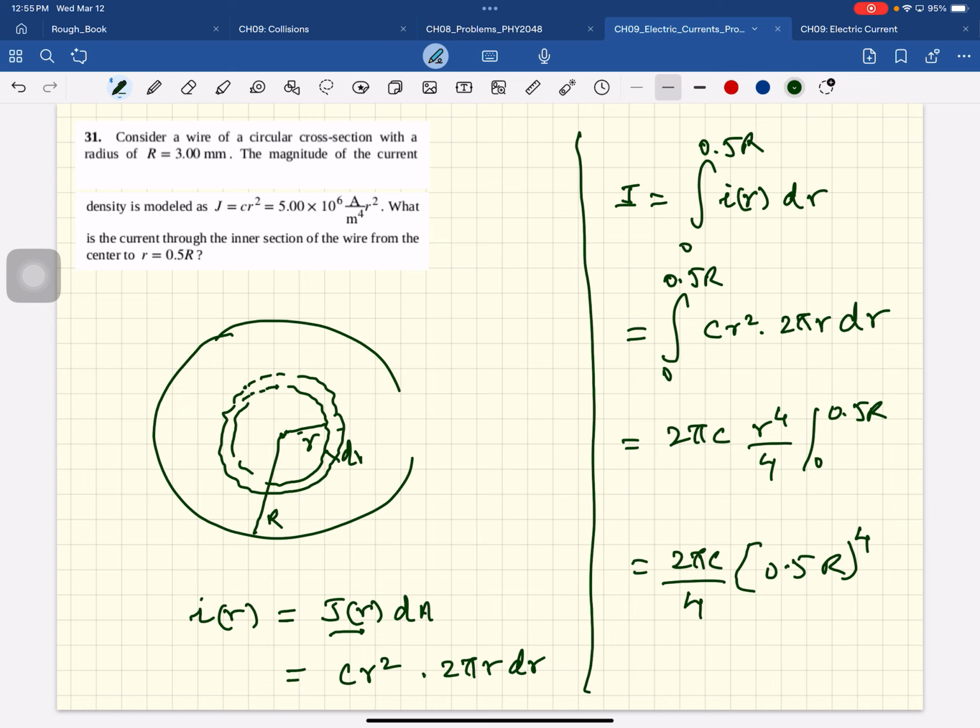But anyway, maybe you guys should go home and try that. Try the current flowing in this outer half. What would you do? You take the integral from 0.5 R to R, and calculate the ratio of the currents. I bet you it'll be greater than 10.